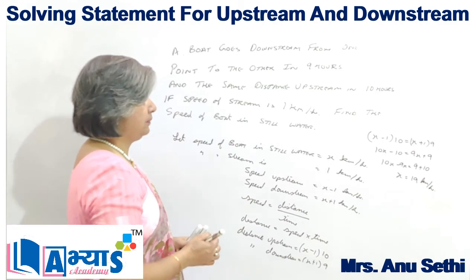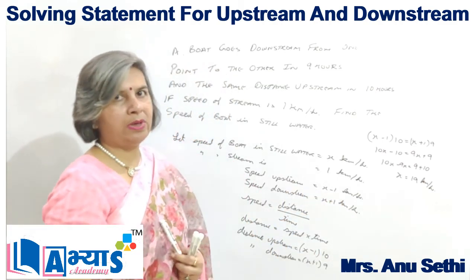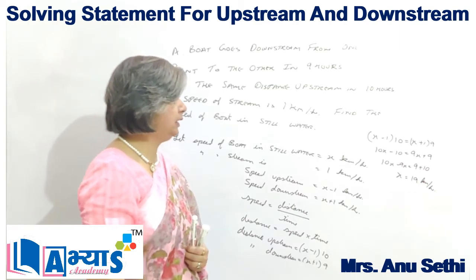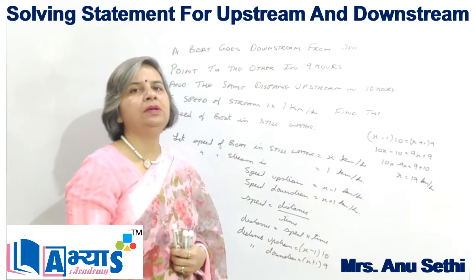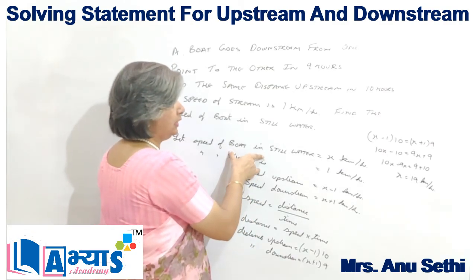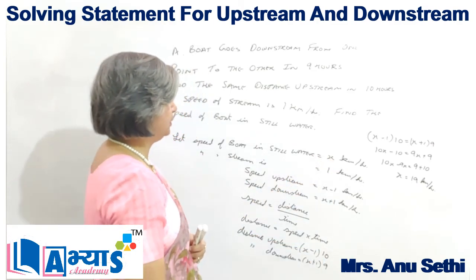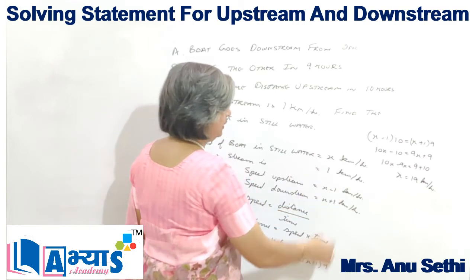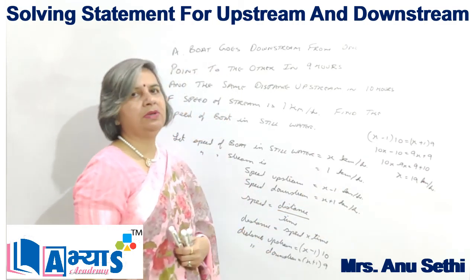The main concept is that in the case of upstream we have to subtract the speed, and in the case of downstream we have to add the speed of the boat and the stream or the river. That means as the boat is in the upstream direction, let the speed of boat in still water be x, and the speed of stream be 1. So the speed upstream will be x minus 1 and speed downstream will be x plus 1.